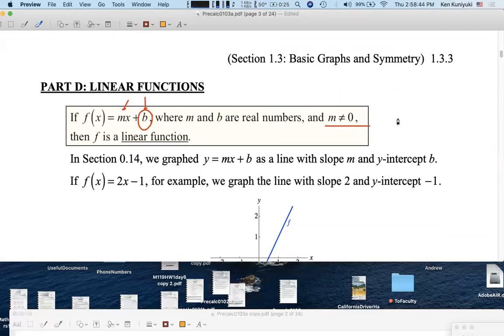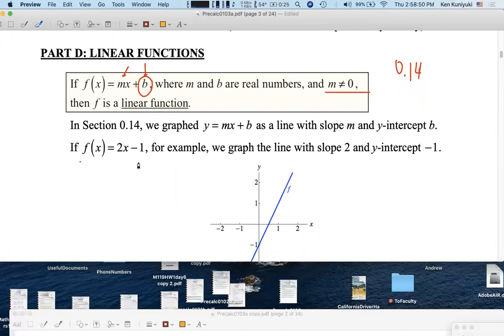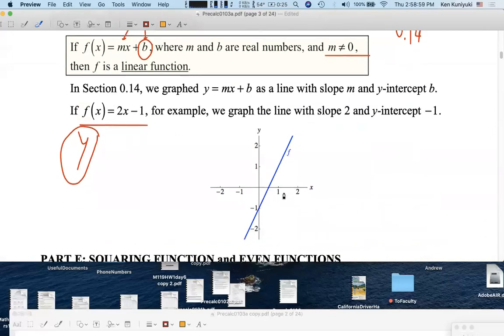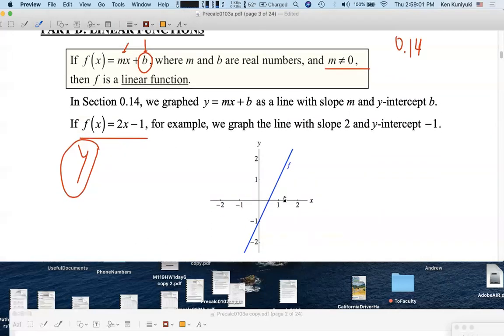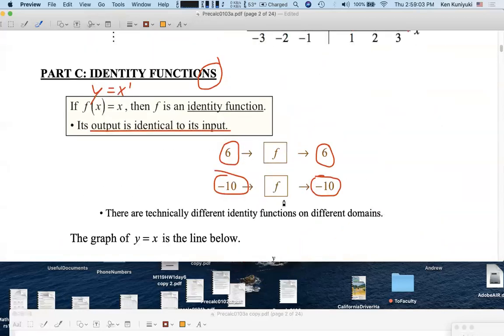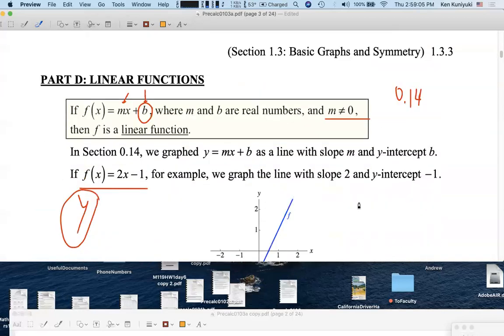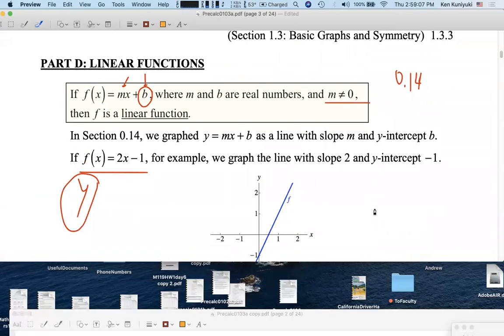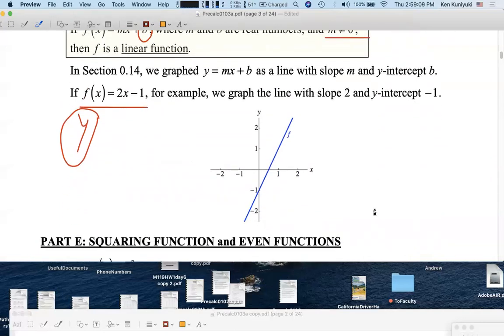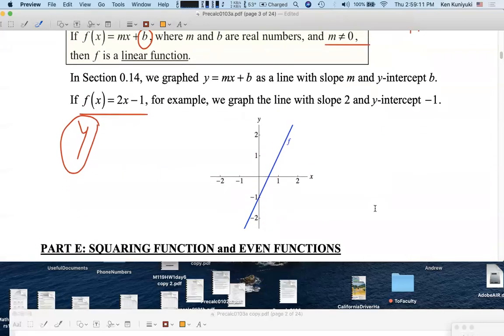And we saw a lot of these in section 0.14. Remember? We graphed a whole bunch of lines. So for example, if you have f of x equals 2x minus 1, well, how do you graph y equals 2x minus 1? You'd graph it as this slanted line here. So again, the identity function is an example of a linear function, but there are many more. Next up, we're going to look at some nonlinear functions and ideas of symmetry.